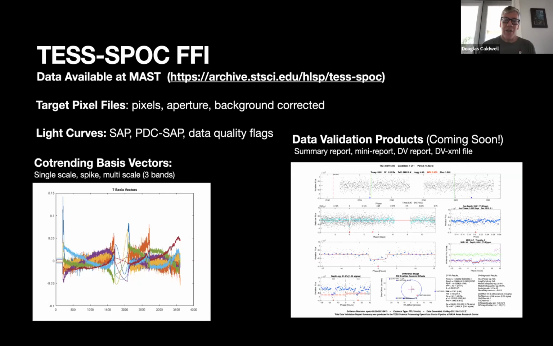And then we also include, I think one of the things that'll be helpful, the full set of co-trending basis vectors that are computed at the 30-minute FFI cadence from the targets at 30 minutes. So this includes the single-scale basis vectors, the spike basis vectors, and the multi-scale 3-band basis vectors.